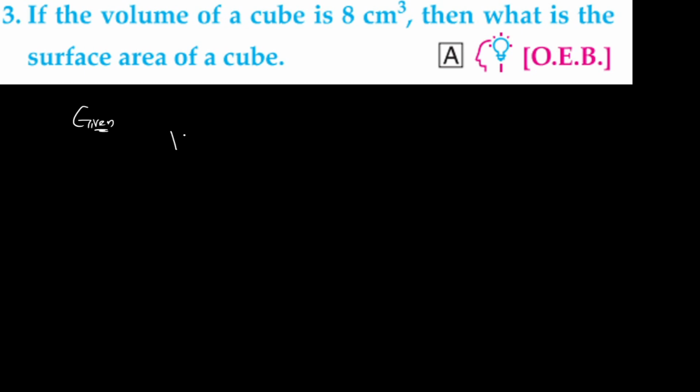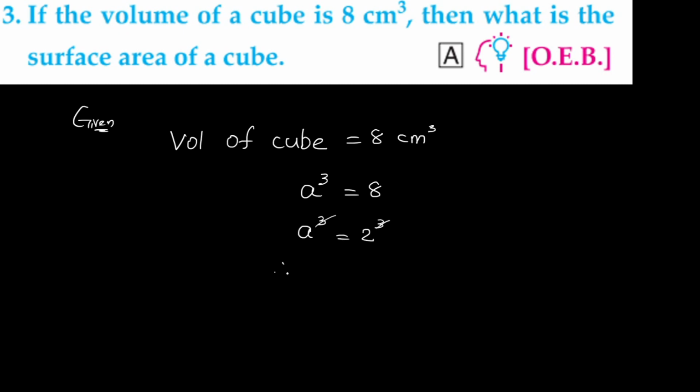Given volume of cube is equal to 8 centimeter cube. But we know that volume of cube formula is ఏంటి మనకి, a cube. So a cube is equal to 8, a cube is equal to 2 cube. So therefore a is equal to 2 centimeters. అంతే కదా. ఇప్పుడు వాల్యూమ్ ఆఫ్ క్యూబ్ 8 అండి, వాల్యూమ్ ఆఫ్ క్యూబ్ అంటే ఏంటి, a cube. So a cube is equal to 8, a is equal to 2 centimeter.